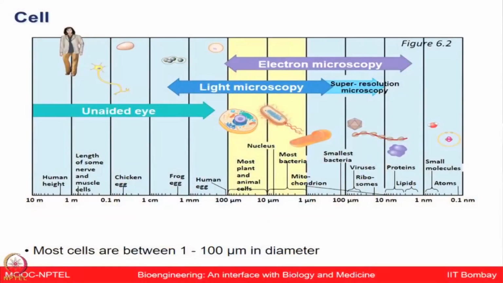So, if you now think of the cell at the structural level, most of the cells are found in the diameter of 1 to 100 microns, and of course, the bigger cells, like a chicken egg, you can see visibly with the naked eye. But when you want to start looking at the smaller cells, then you need the light microscope; most of the plant and animal cells can be seen with the light microscope.